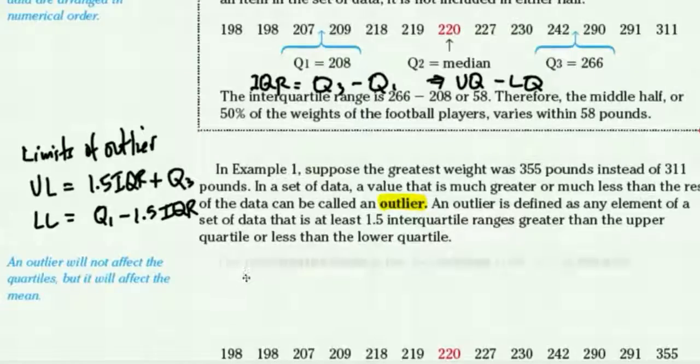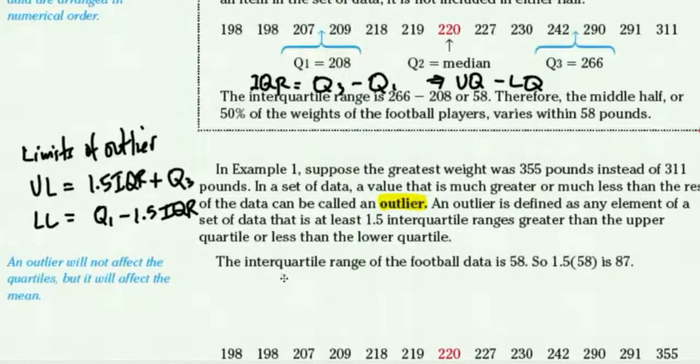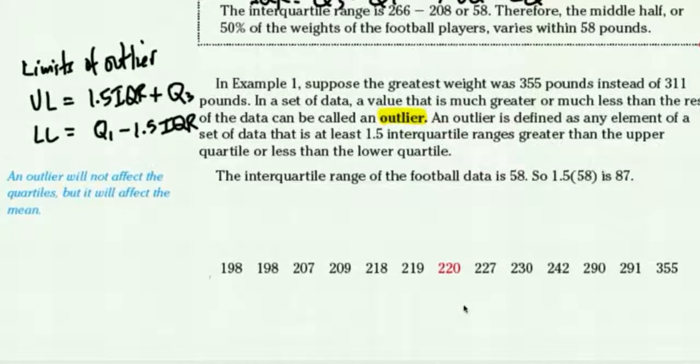The interquartile range of the football data, going back here, is 58. So we multiply 58 by 1.5, and that will give us 87. If you look at our data here, the one that we have on top, we know that 220 is still our median, our Q2.